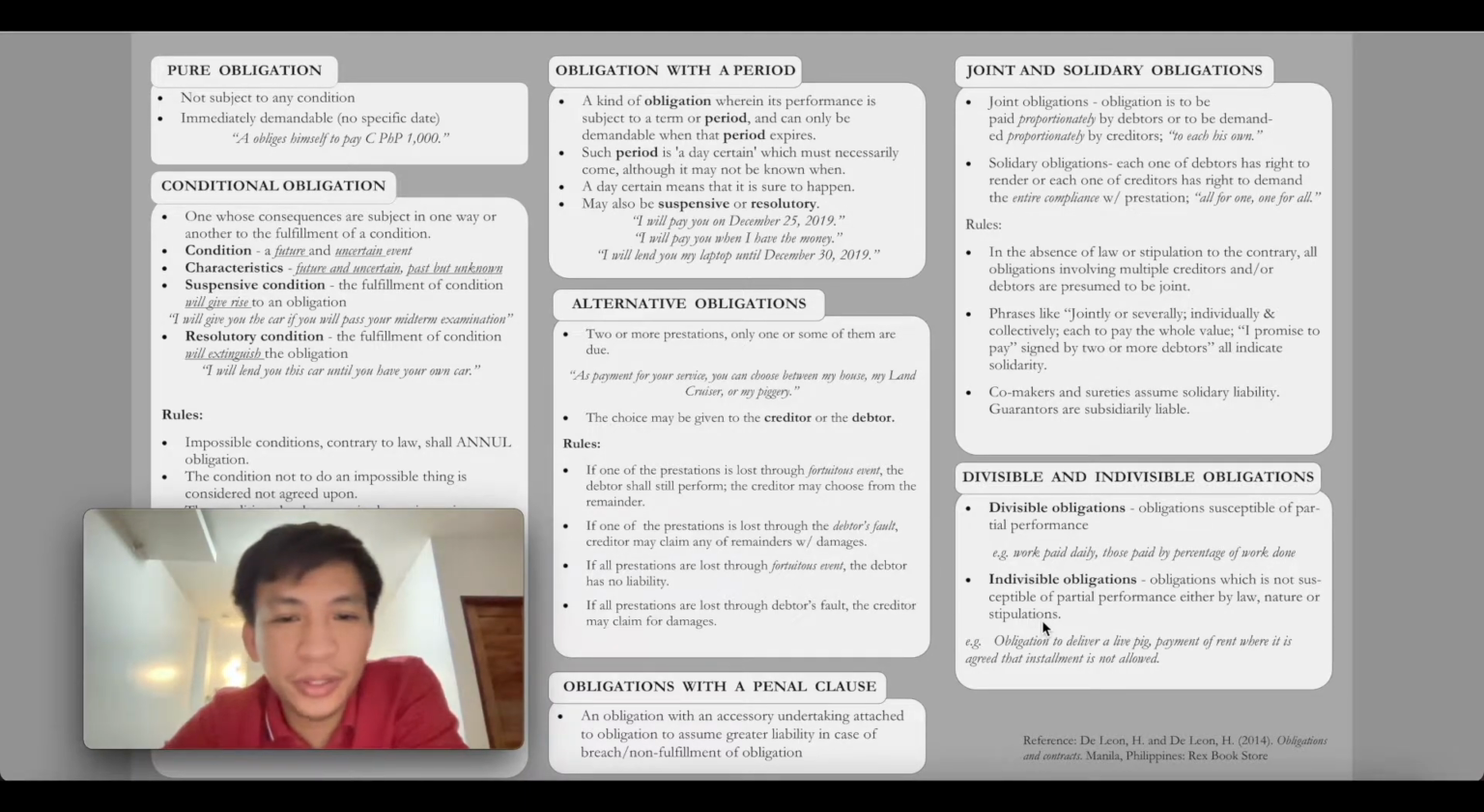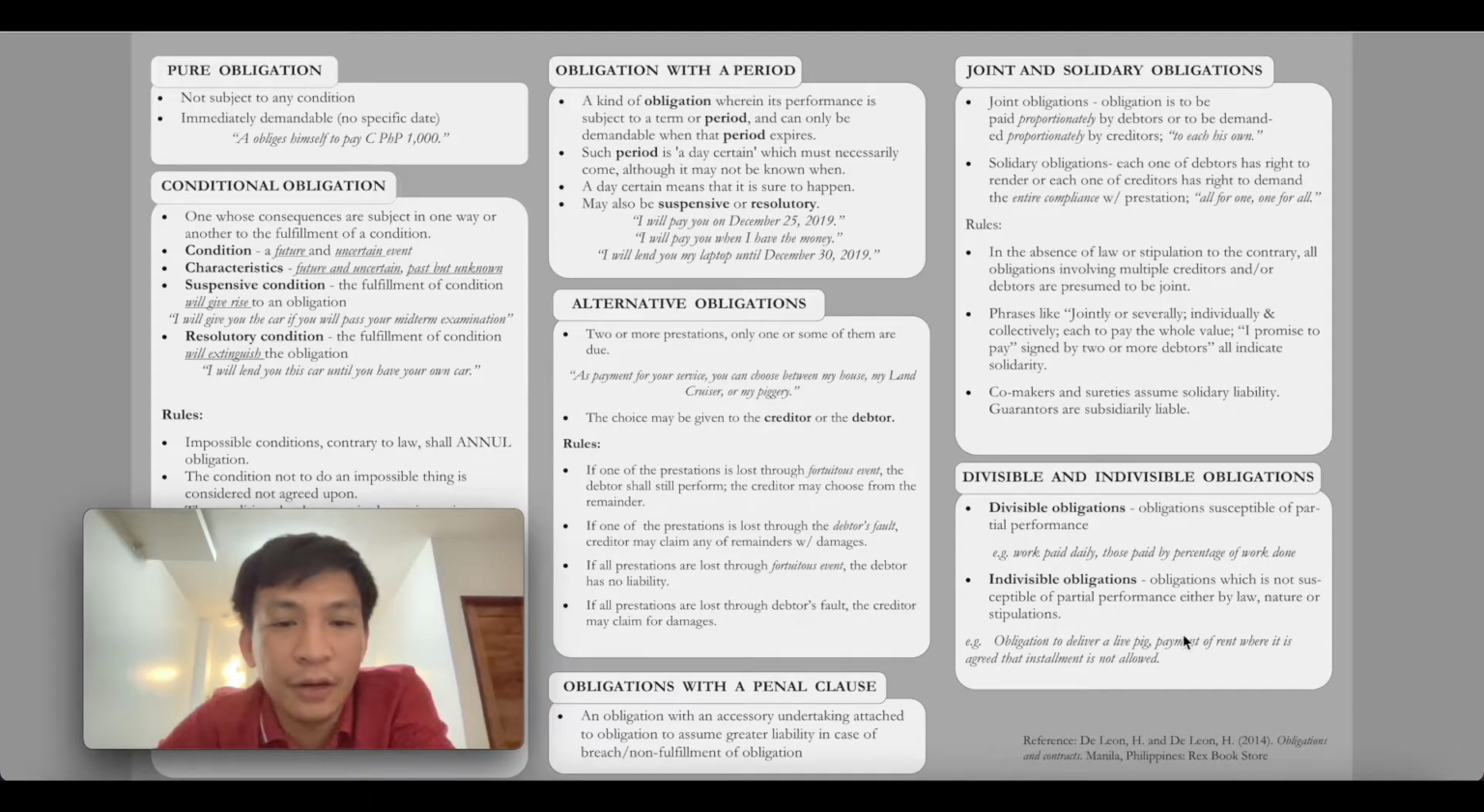Okay. Now, let's think about this. Kung ikaw ang papipiliin, what will you choose? Yung bahay, yung Land Cruiser, or yung piggery? Ako, I would choose the house, of course. Well, depende kung anong house yan. But anyway, it's up to you. Yun nga yung point ng alternative obligations. You have the choice. You or the debtor has the choice which ones to give.